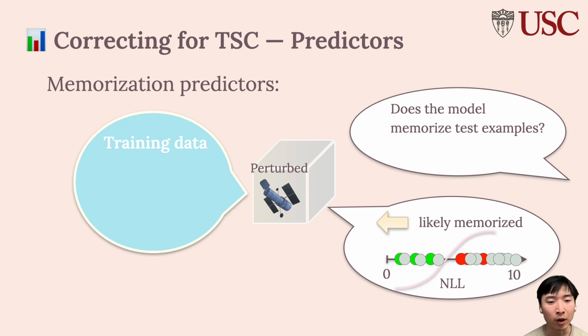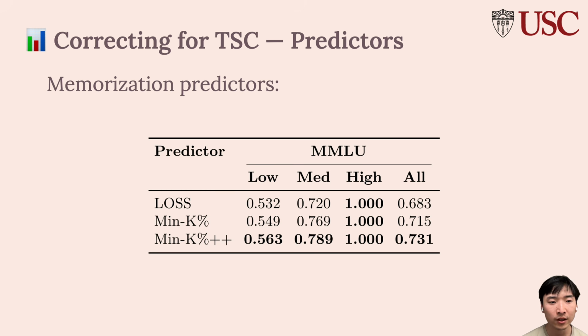Then we predict whether the model memorizes a test example by computing its score on the memorization metric. And here we have shown a negative log loss as a memorization metric, but you could use any membership inference metric, and in our paper we test several. So here are the results of the memorization predictors with different membership inference metrics.